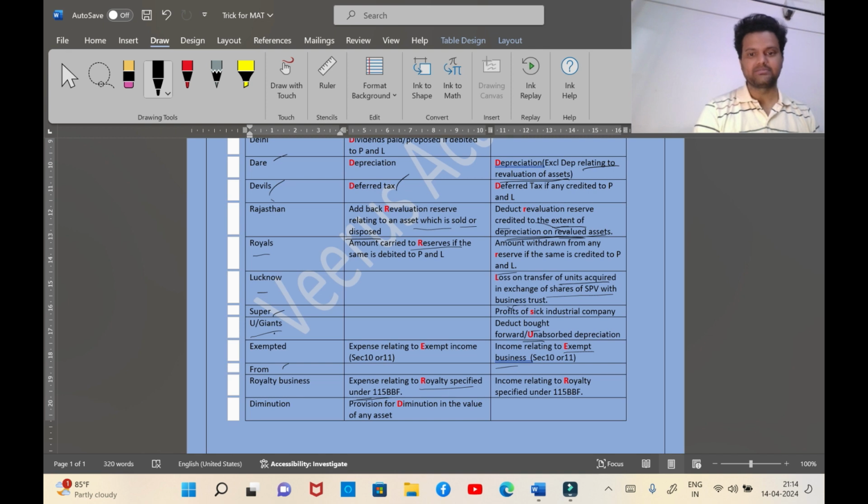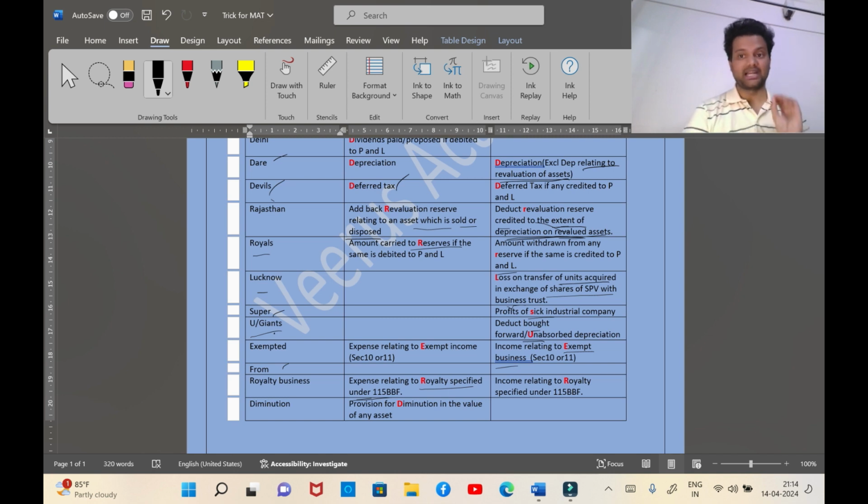And second, S means Super. S means sick. Profits of sick industrial company you need to deduct. At the same time, the last one, G. So instead of G, you read it as U. I tried in many ways, replacing with other team names, etc., but nothing was successful. So this is the only adjustment that you need to remember. Instead of reading as LSG, you need to read it as LSU.